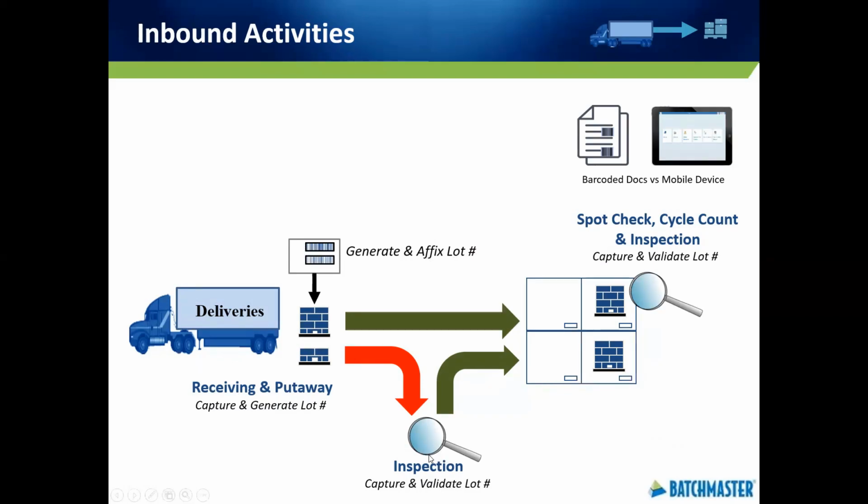And of course, once we're in the inspection, we also want to capture and validate the lot number of that sample in QC. And then after it's been released, put it away into storage. Now in storage, we can execute a spot check, schedule a cycle count, as well as schedule inspections. And that's what we would call a stability test of volatile ingredients within the facility. And for these particular tasks, we're going to, again, capture and validate the lot number of that inventory in that location.